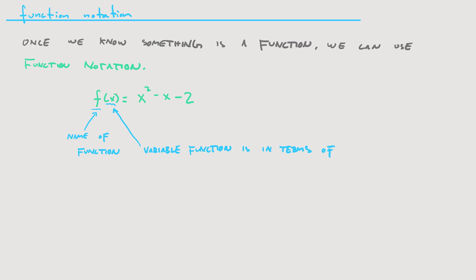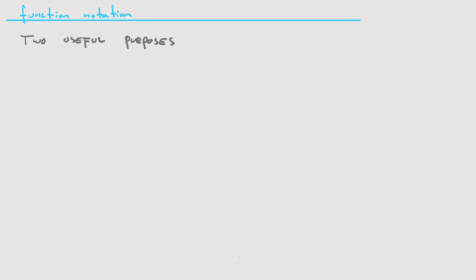So sometimes you might see something like h of t, where the function's name is h, maybe it's modeling height, and t represents time. So it really depends kind of on the situation that you're in, but f of x is the most generic way to label a function. And again, the way that this thing is actually read is f of x. Now this has two useful purposes.